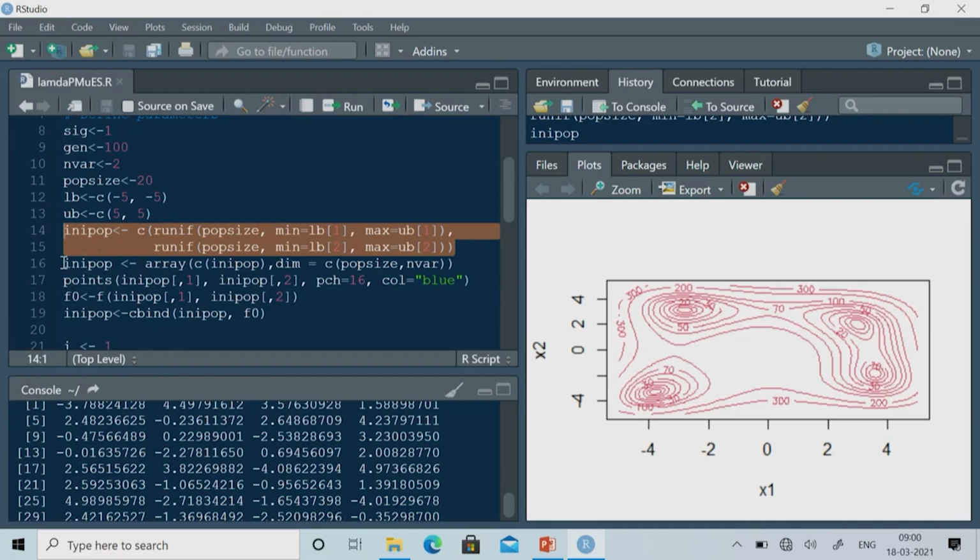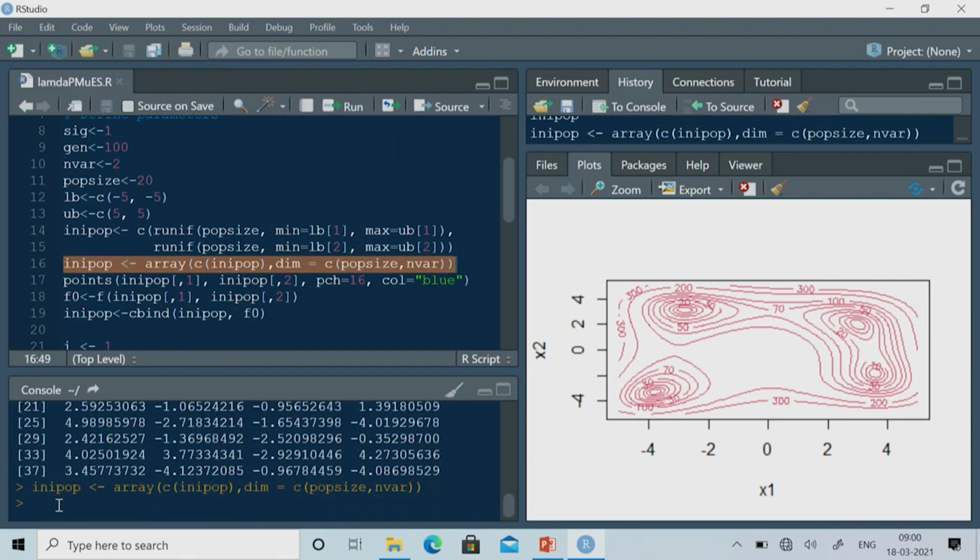Now I have to define it as a two-dimensional array. So I have used the array function just to define the two-dimensional array. If I run this particular line, you can see I am getting the initial population.